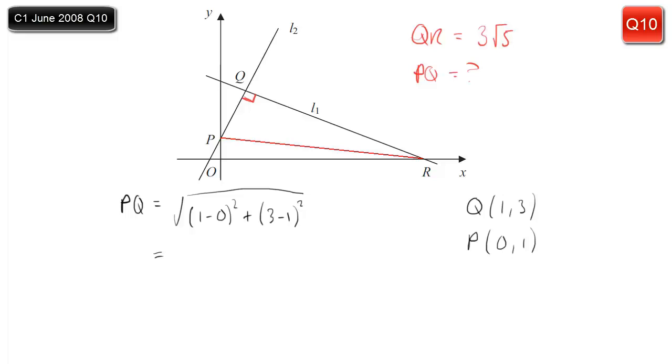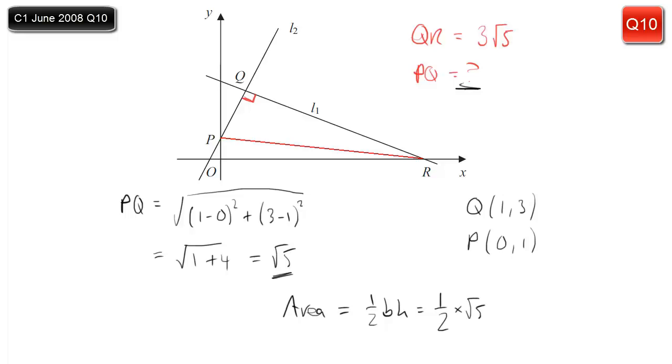So 1 squared is 1, 3 minus 2 is 2, square that, that's 4. So that's root 5. So PQ up here is root 5. So my area is a half times base times height. So it's a half. I'll use PQ as my base, so times root 5. And QR as my height, times 3 root 5.